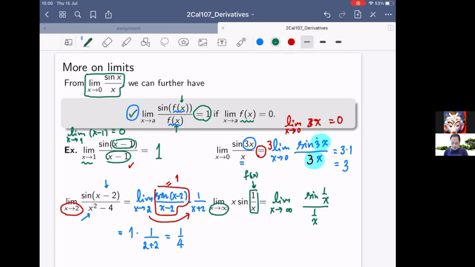And you know that the limit as x goes to infinity of f of x, which is 1 over x, is 0. So it means that this looks like sine 0 over 0, which will be 1. Roughly speaking, this one says that sine 0 over 0 will be 1. Roughly speaking, but it must be the same 0 in order to conclude that the limit equals 1. Are we okay?